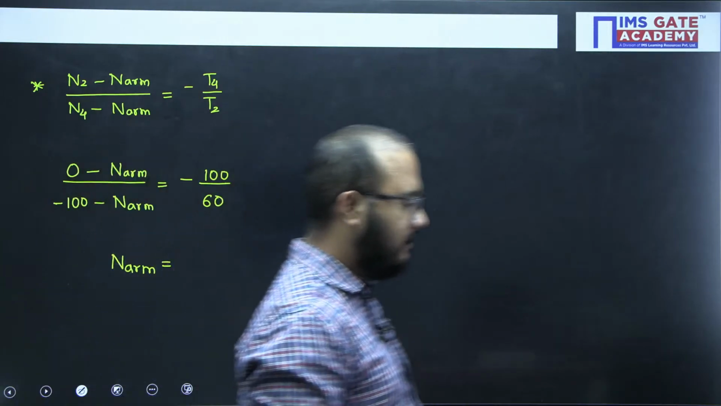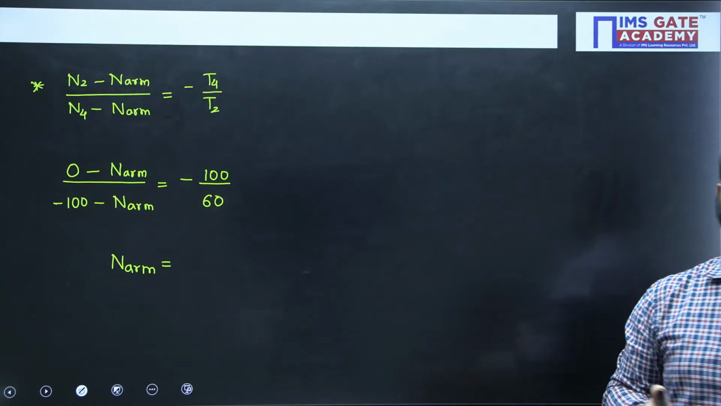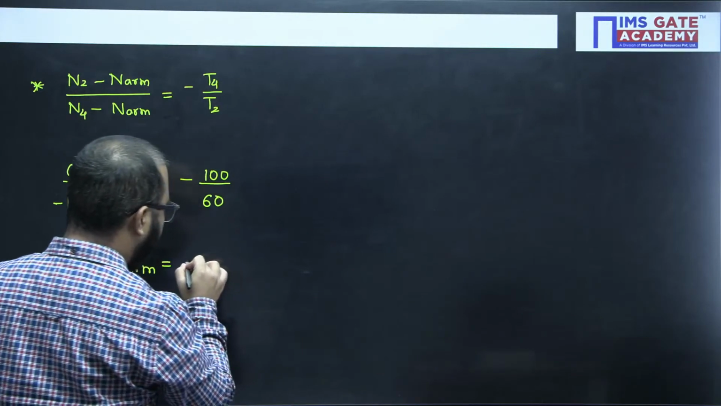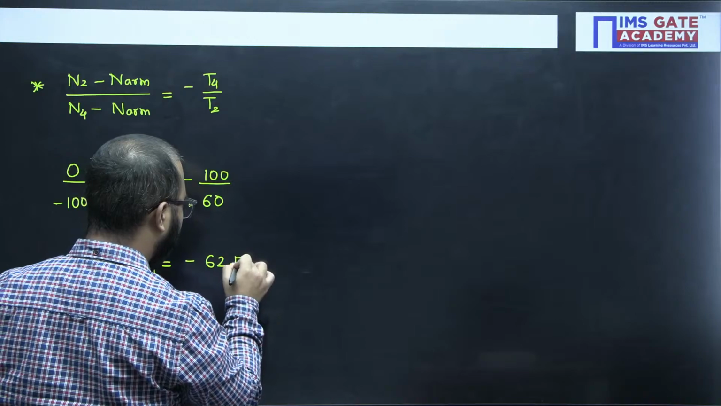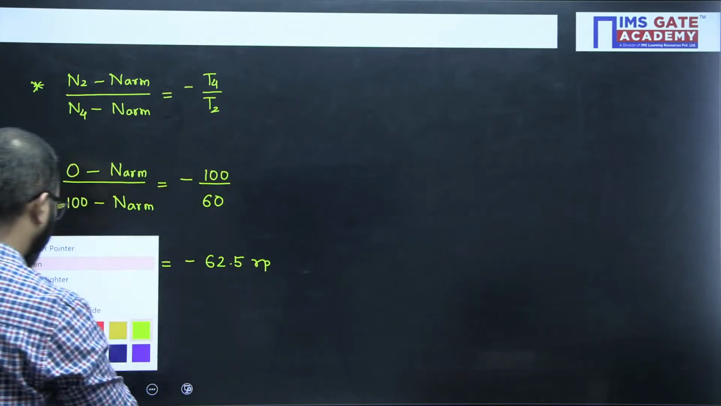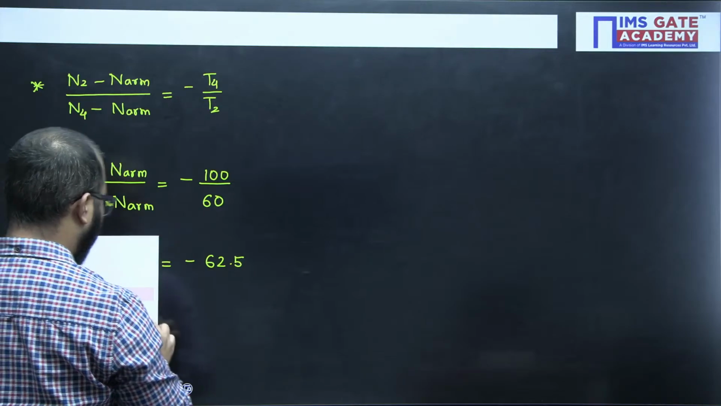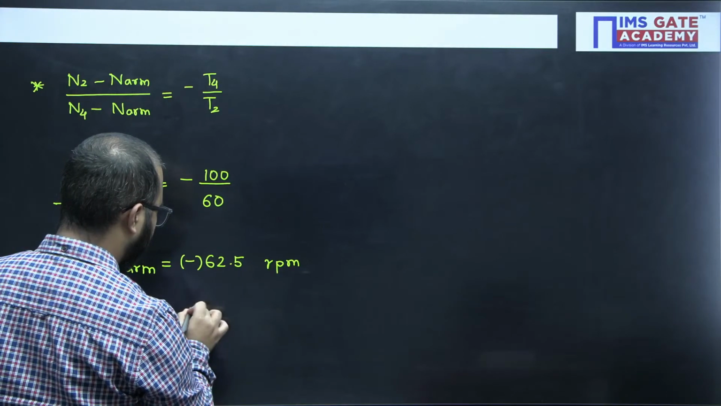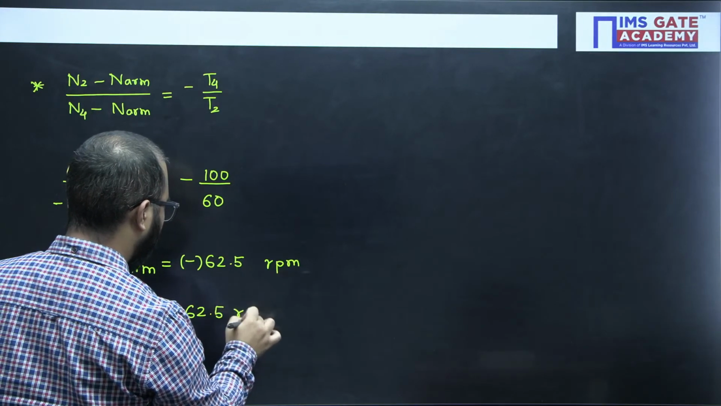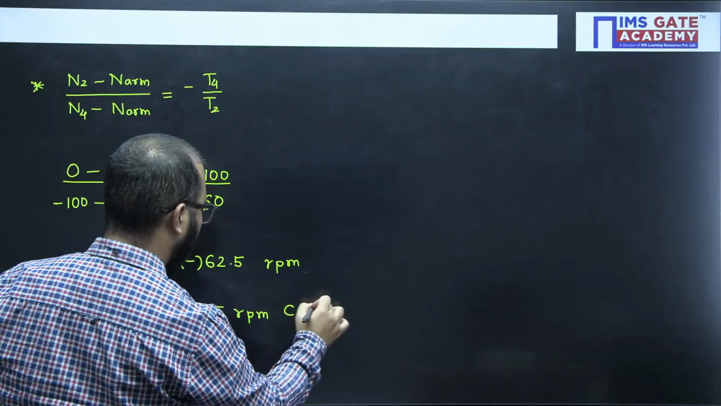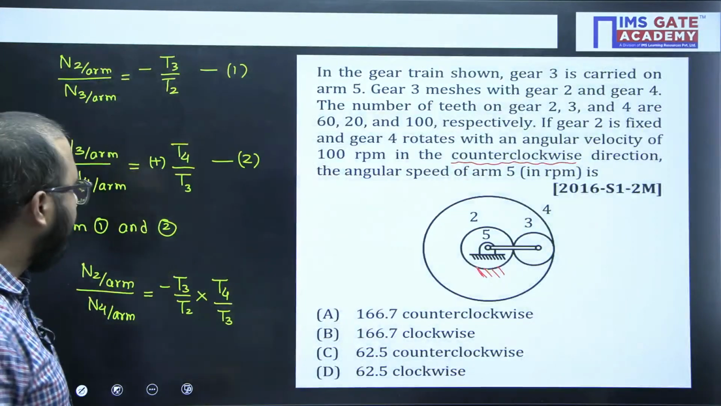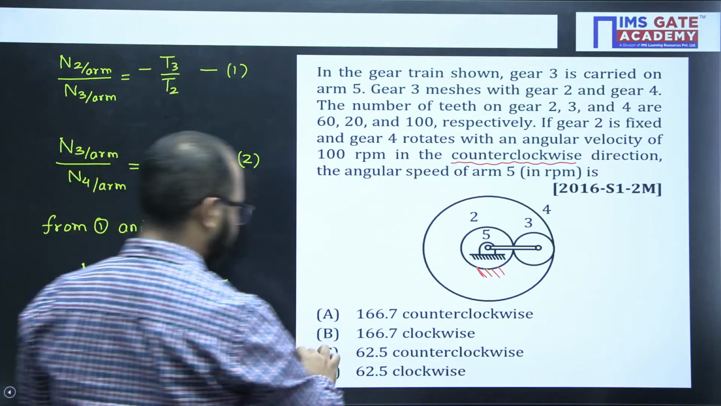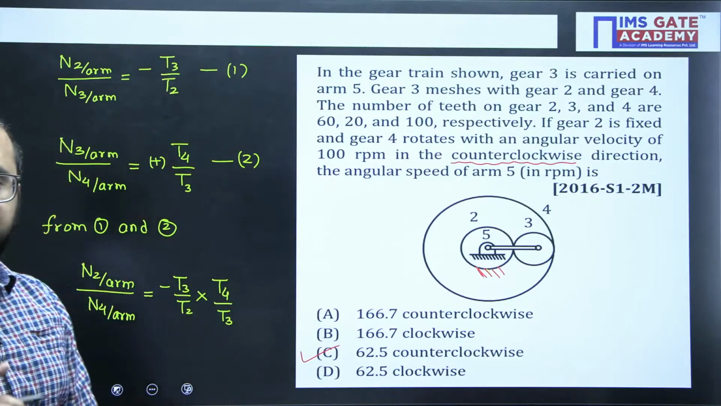What will be your answer here? So that basic calculation we should do it. Okay. So if you solve here, the answer will come out to be minus 62.5 rpm. Now if a minus sign is coming, it is simply clear that from this minus sign it is counterclockwise. Clear? So if you see the option here, 62.5 counterclockwise, option C is the correct answer. Option C is the correct answer.